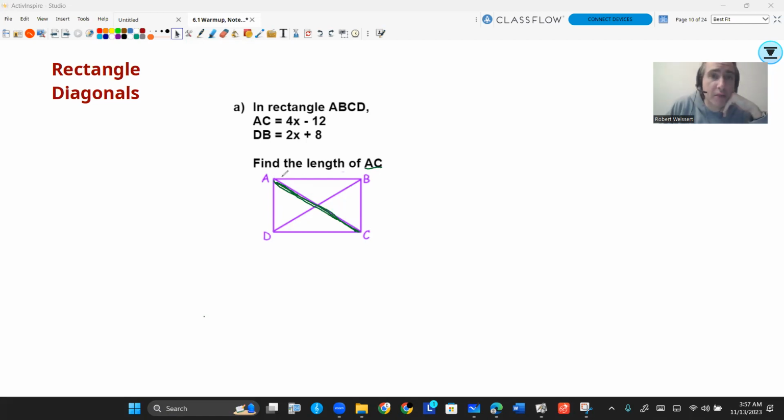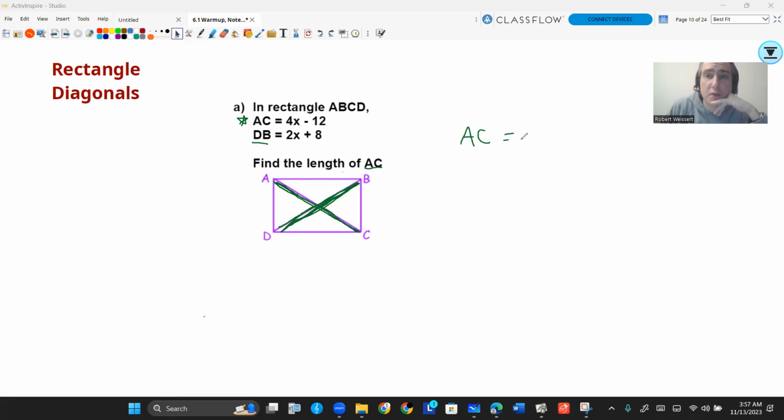So notice it's rectangle ABCD. I draw it like this. Here's what I do have. I know that AC is 4x minus 12. And I know DB is the other diagonal. And those two diagonals are the same length.